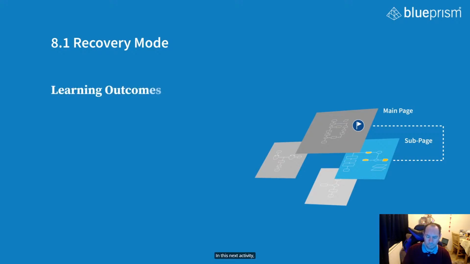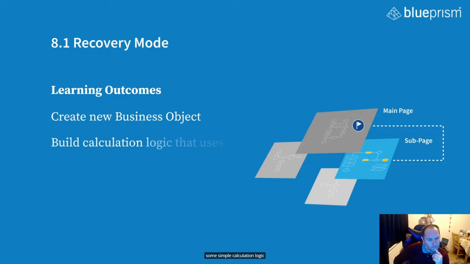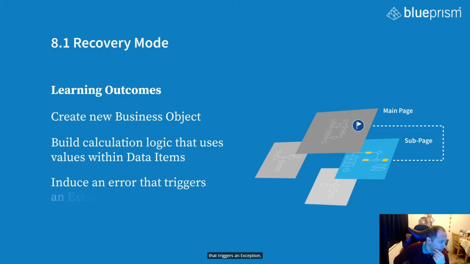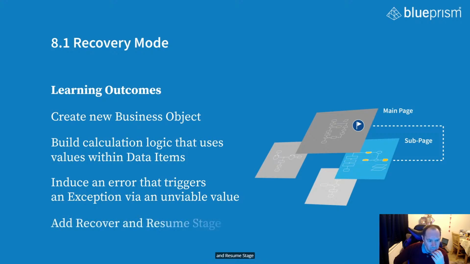In this next activity, you will create a new business object that calculates the average score of a competitor across a series of races by building some simple calculation logic that uses values within data items. You will then induce an error that triggers an exception by entering an unviable value into one of the data items. Finally, you will add a recover and resume stage to your object diagram to catch the exception.